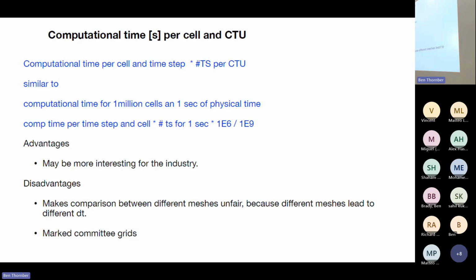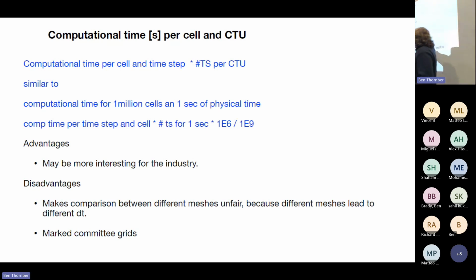And then we have the problem of the time step in the previous. So here, perhaps it's better to look per convective time unit. We just take the previous value and multiply by the number of steps per convective time unit. And this can be more interesting to the industry.